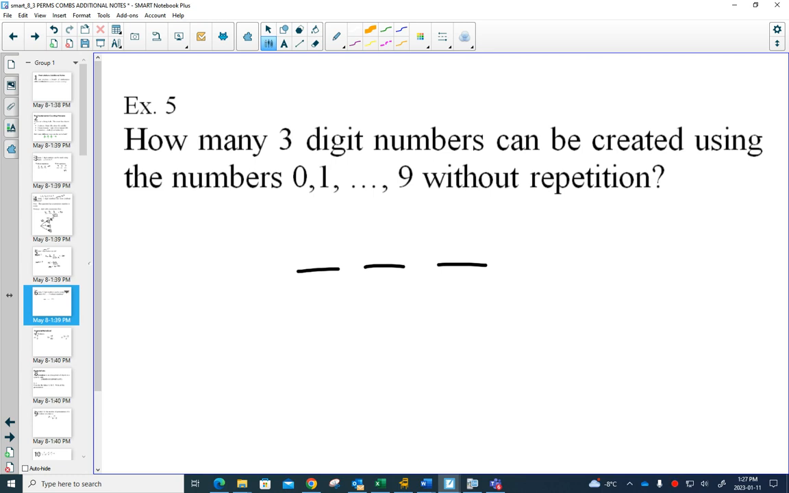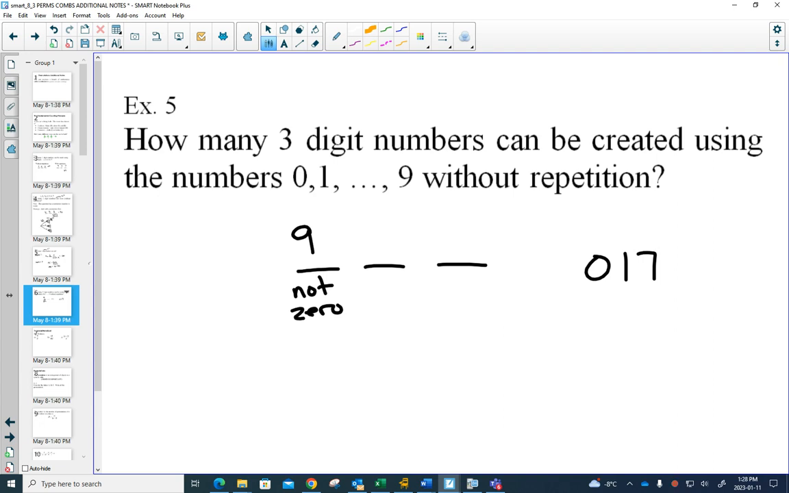However, if you're making a 3-digit number, is this a 3-digit number? No, that's 17, right? How many digits does that one have? 2. Is this a 3-digit number? Or is that still 17? It's still 17. So in this question, there is a restriction on the first digit that this is not 0. That would mean I only have 9 choices for that first decision.